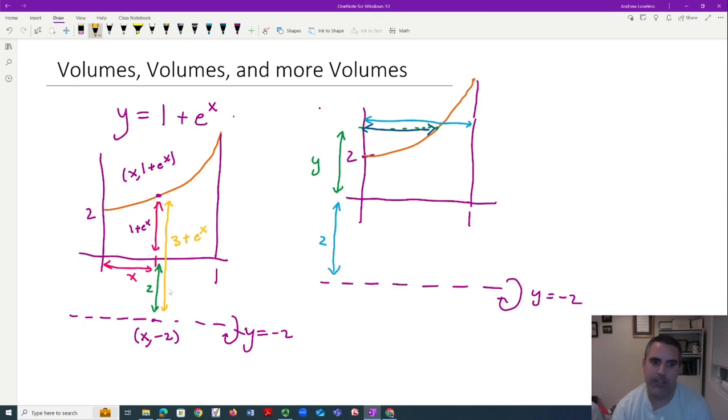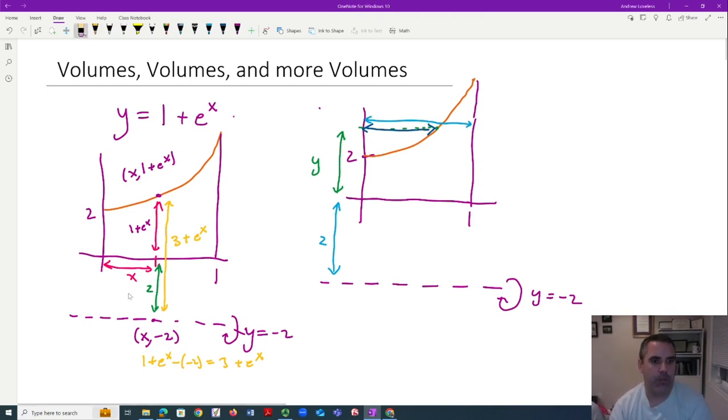I would add those two things together. But if you're going to do top minus bottom, it's going to be 1 plus e to the x minus negative 2, which is 3 plus e to the x. It doesn't matter. The question on the discussion board is, why am I not getting the same answer? It's not that it's not correct to do that. They were subtracting in the wrong order.